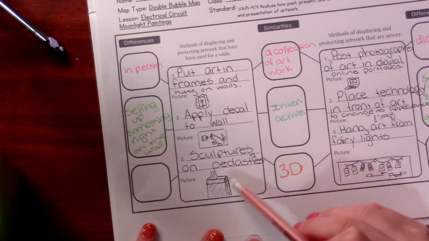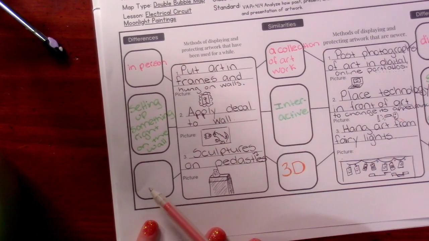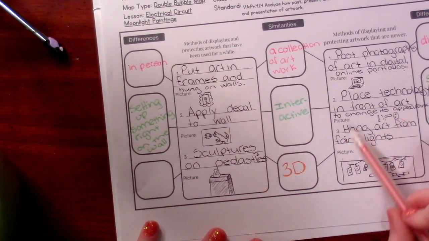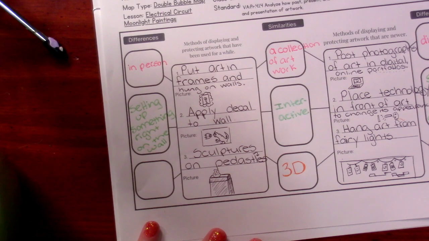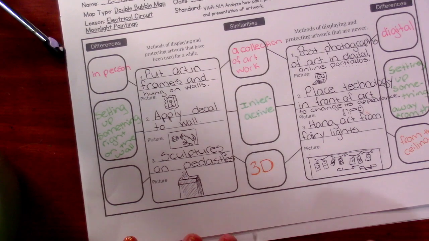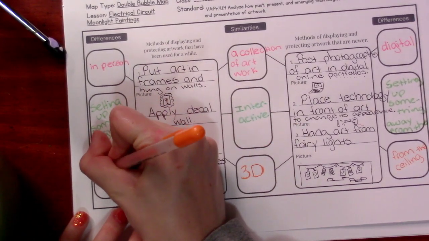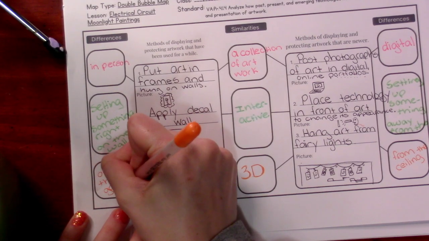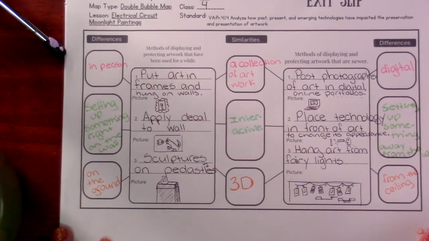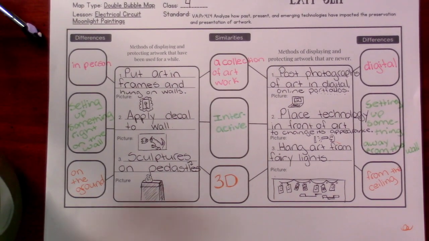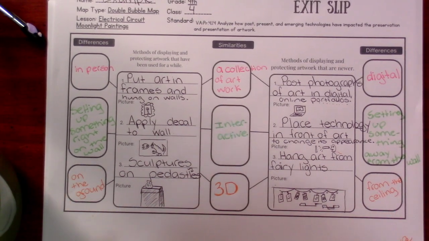And would anybody like to raise their hand and let us know a difference about sculptures on pedestals? What does that have that the fairy lights maybe don't? Or what's going on with the one on the left that's not going on with the one on the right? Okay, you could say it's on the ground. Okay, I will go ahead and pause this here and let you catch up with it.